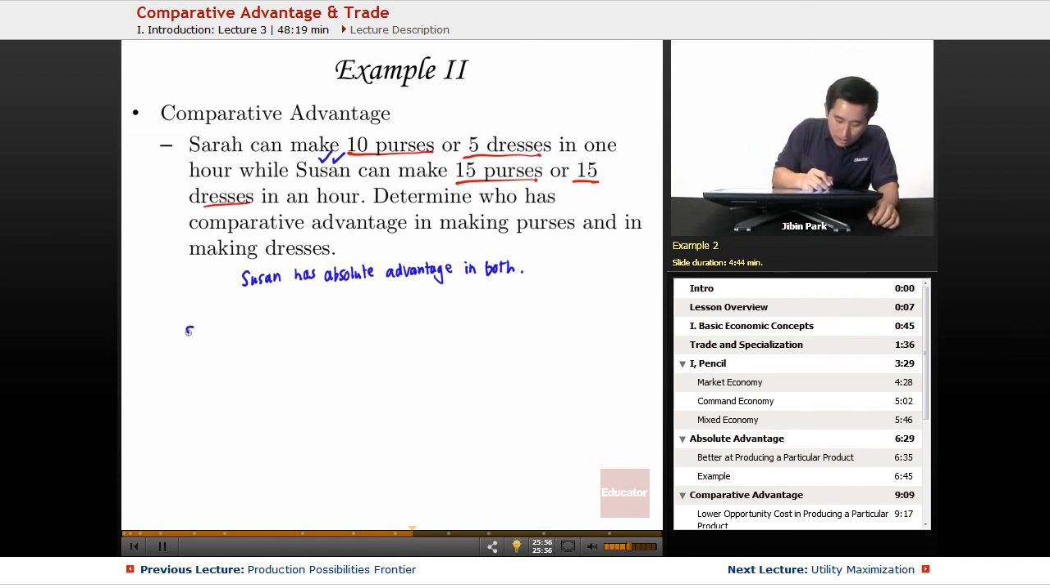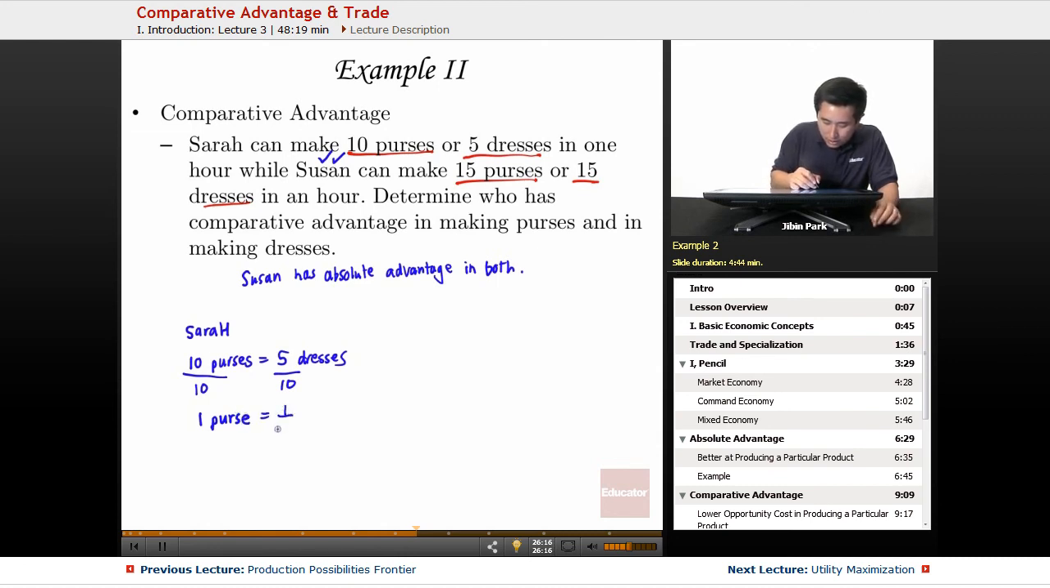So let's go ahead and again, work this out here so that you know exactly how to do this. So Sarah, again, 10 purses is going to equal 5 dresses. And you divide by 10. So make this really systematic. This part of the AP curriculum isn't going to be the most difficult, but it can get a little bit tedious. So if you practice this over and over again, then you'll get the hang of it here. So 1 purse is going to equal half of a dress. Well, if you find the reciprocal of this, 1 dress will actually equal 2 purses.